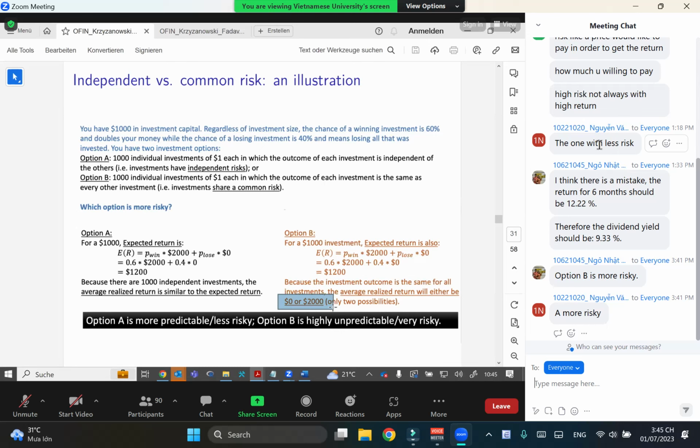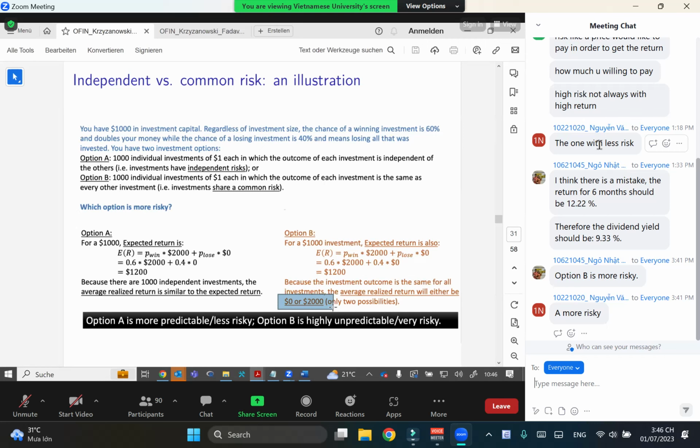And in option A, each of those investments is treated individually. So for each of those $1 investments you would play individually. So you play the first time, with 60% chance you will generate $2, with 40%, $0. Then you play the second $1 investment, okay? With 60%, you get 2, with 40%, you get 0, right?